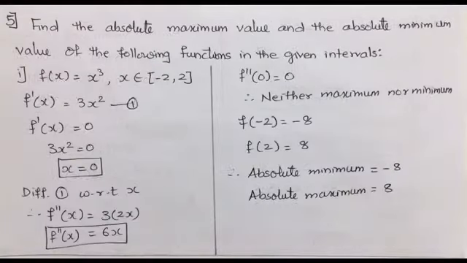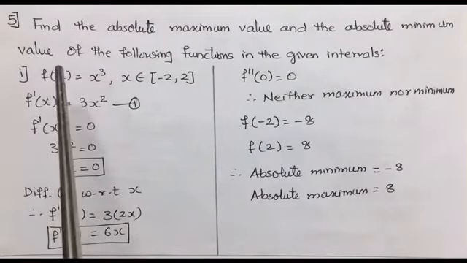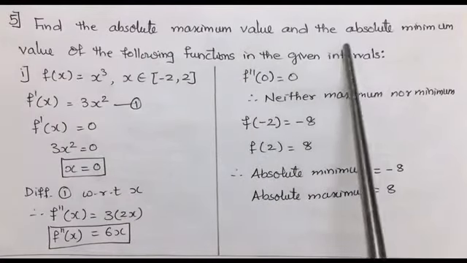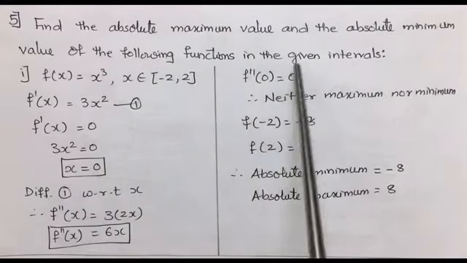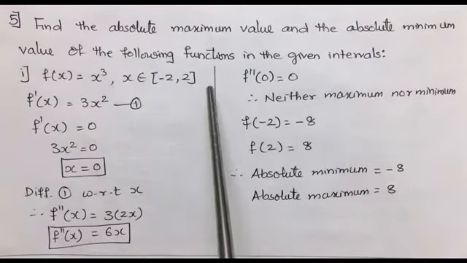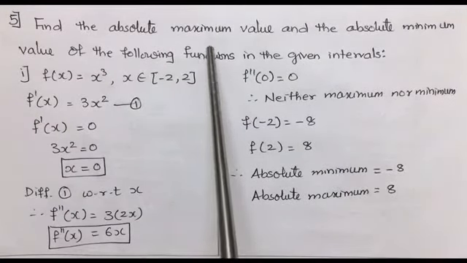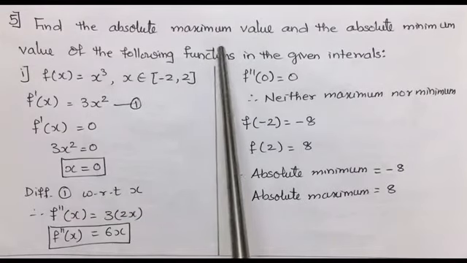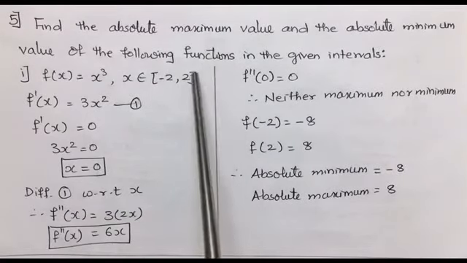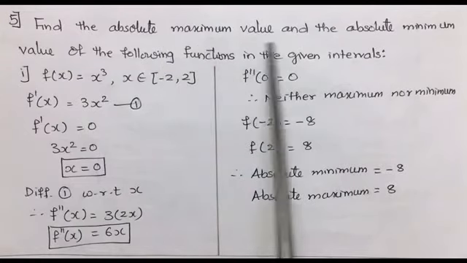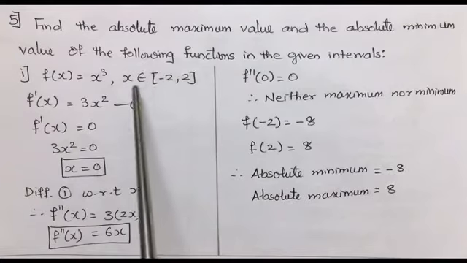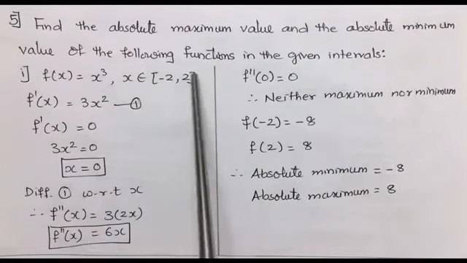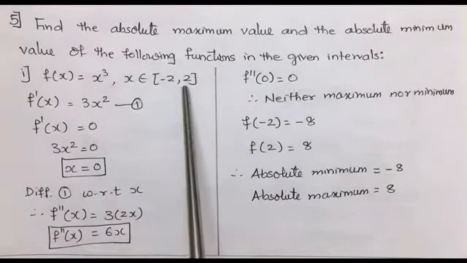Number 5. It is asked to find the absolute maximum value and the absolute minimum value of the following functions in the given intervals. Now we have already studied about local maximum and local minimum, how to calculate it. Now absolute maximum and absolute minimum values are calculated if and only if x belongs to a closed interval given.